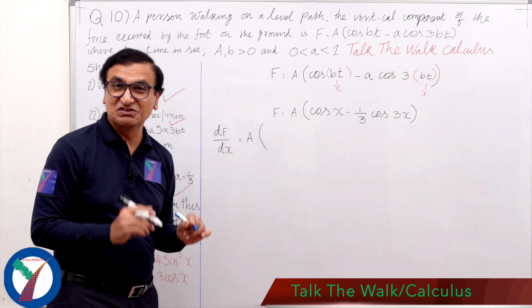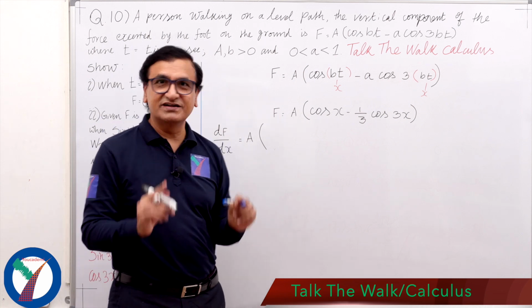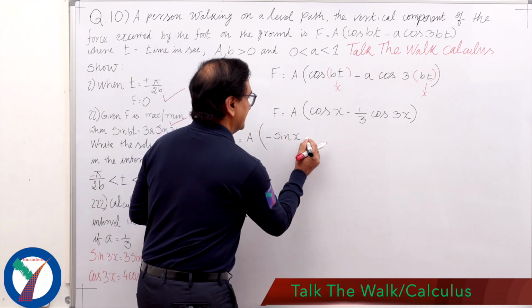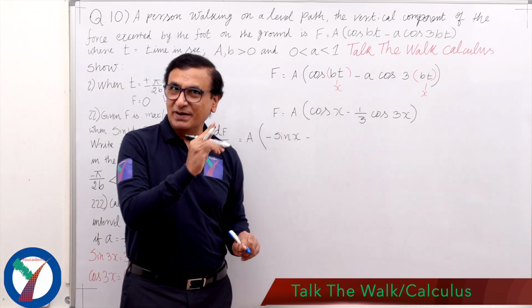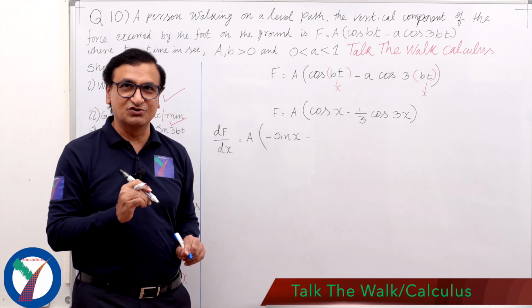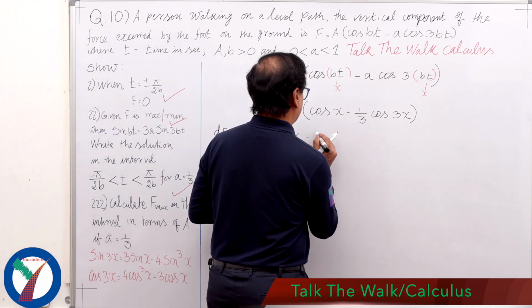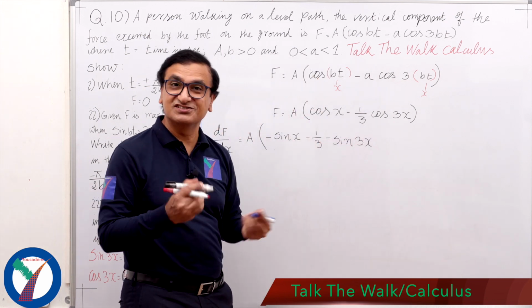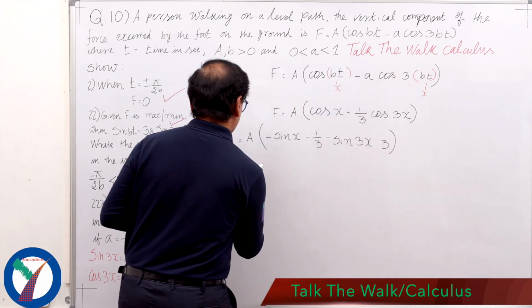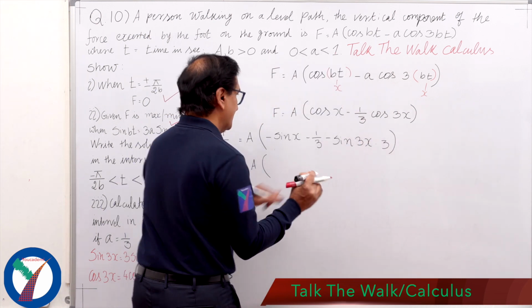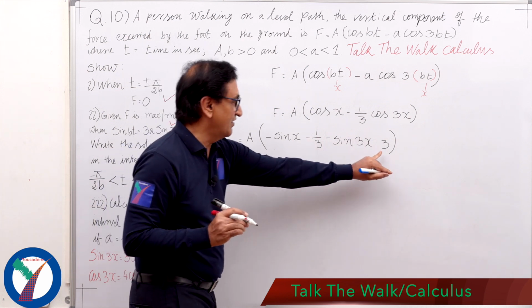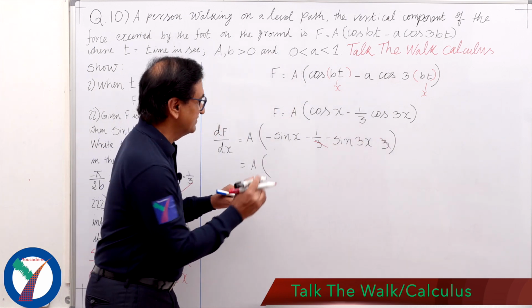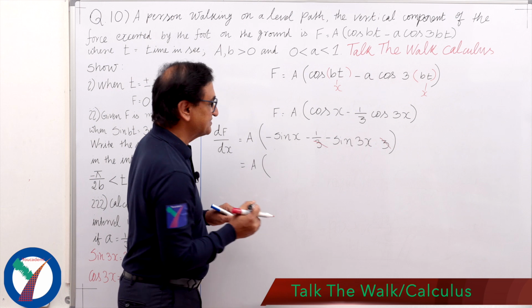A being a constant doesn't bother us. Now the derivative of cos x is minus sin x. Then the derivative of cos 3x is minus sin 3x. Don't forget the chain rule, multiplied by the derivative of 3x. Derivative of 3x is just 3. Okay? So this simplifies to A multiplied by, you have minus of minus plus, you have this 3 and this 3 will be cancelled. Right? So you have sin 3x minus sin x.